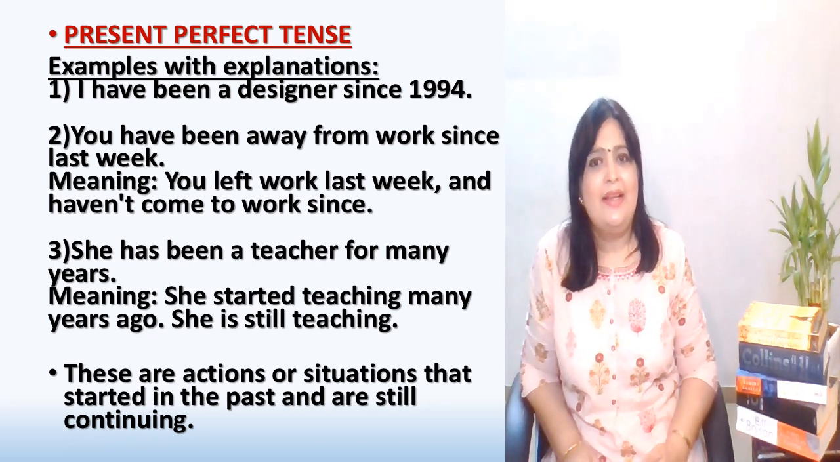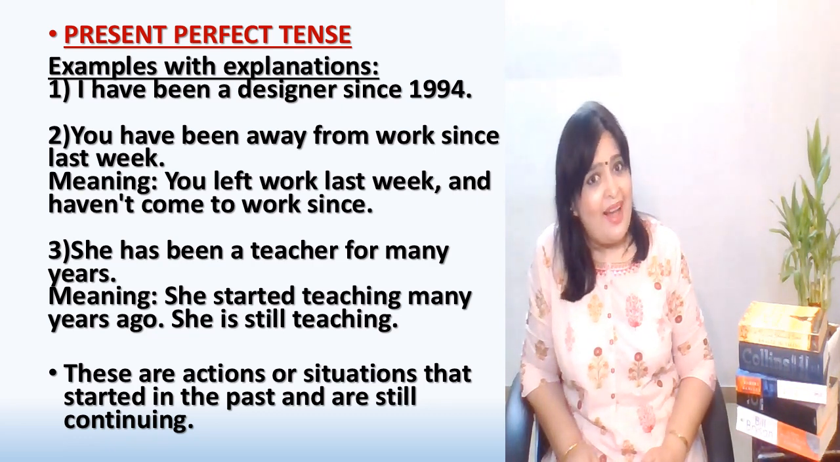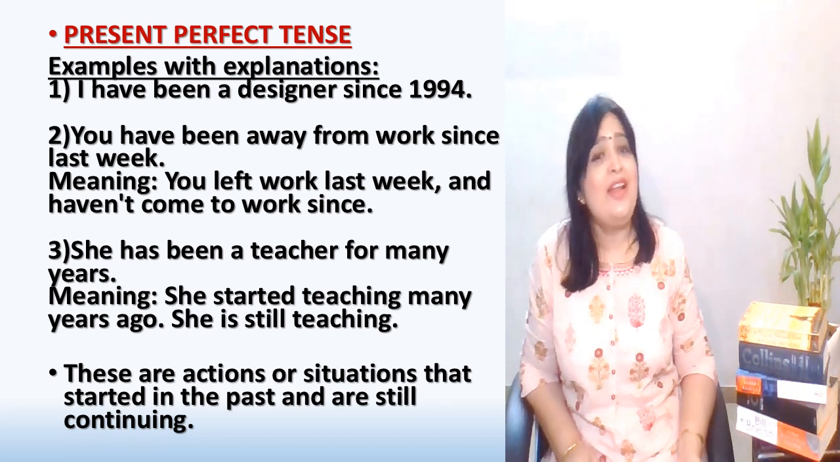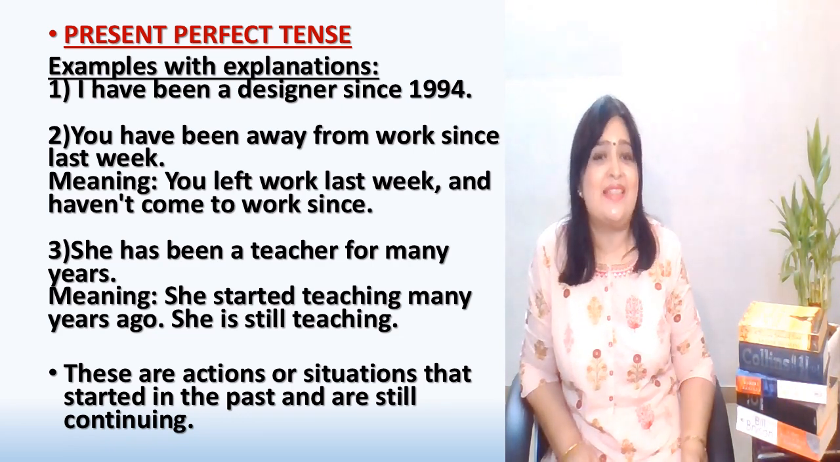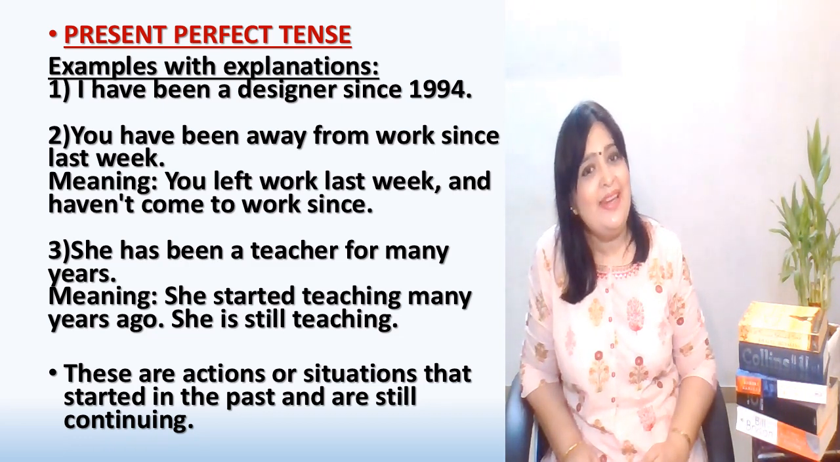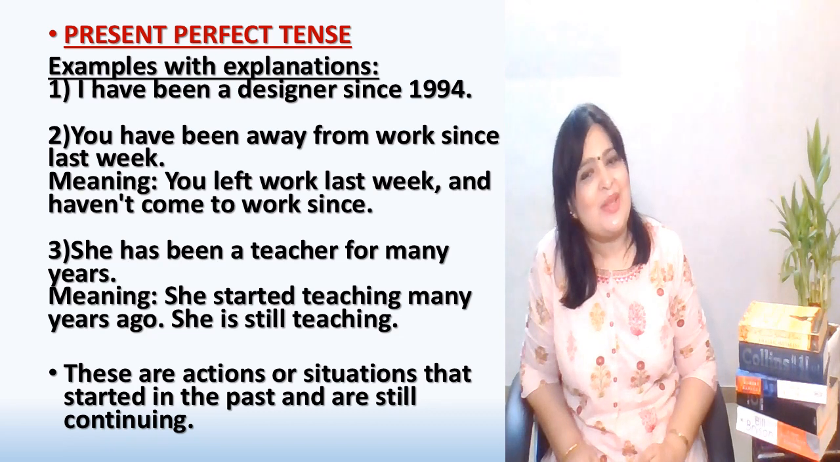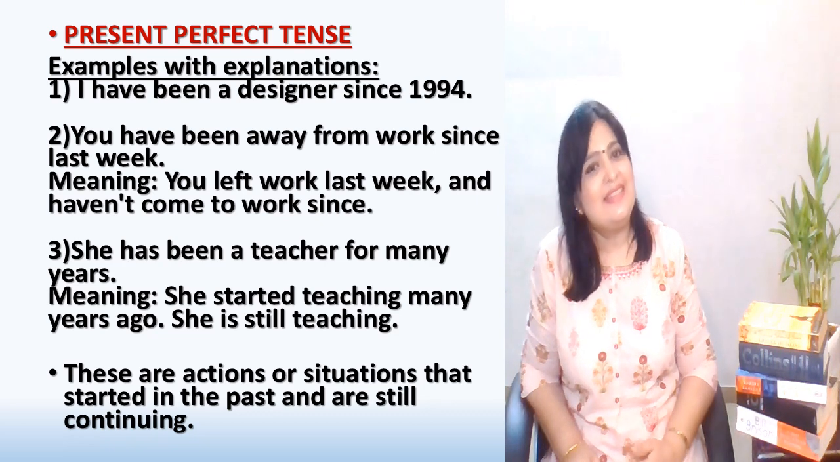Next example, you have been away from work since last week. Meaning you left work last week and haven't returned to work this week also. आपने लास्ट वीक काम छोड़ा था और इस वीक भी आप काम पर नहीं आए हैं. मीन्स कंटिन्यूअसली लास्ट वीक से अभी तक आपने काम ज्वाइन नहीं करा है. सो हियर वी यूज हैव बीन and this is the present perfect tense of have been. The sentence is in the present perfect tense.